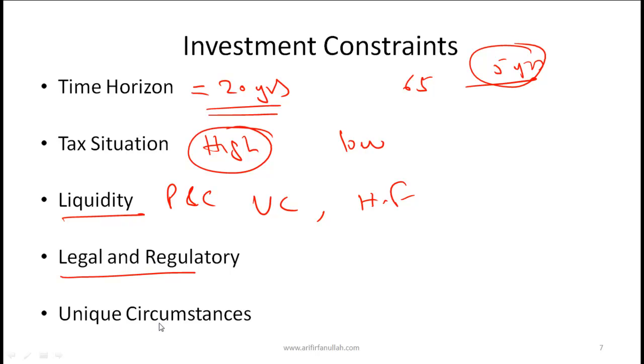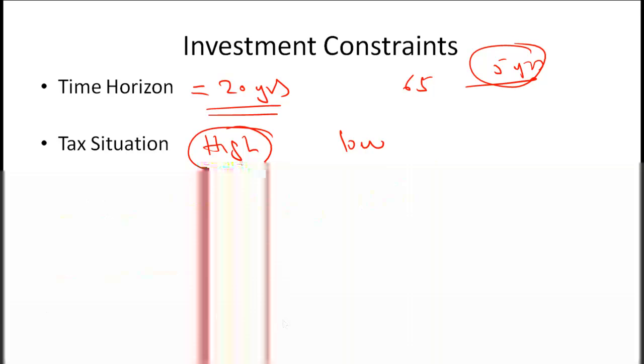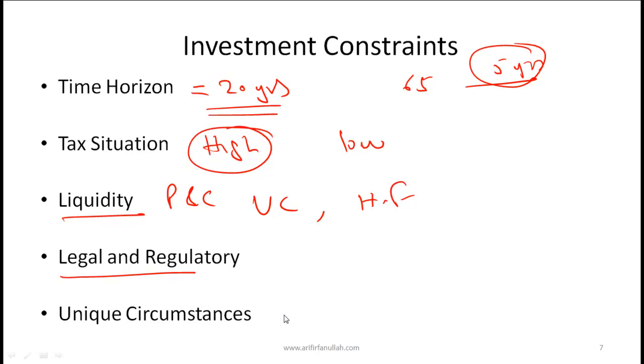And finally, unique circumstances refers to the specific unique circumstances of your client. So for example, you might have a client who does not want to invest in alcohol, tobacco and firearms related companies. So that is a specific constraint of your client, where investing in, say, tobacco based companies is legal, but that particular investor does not want to invest in tobacco companies for moral or ethical reasons, and that then needs to be documented under the unique circumstances segment of the investment constraints.